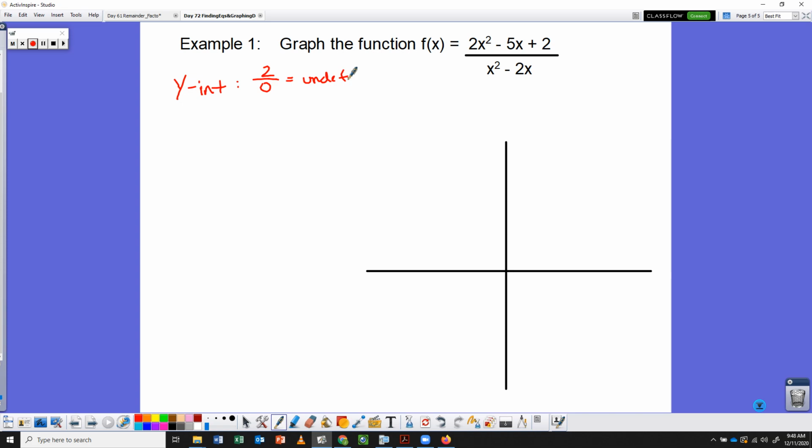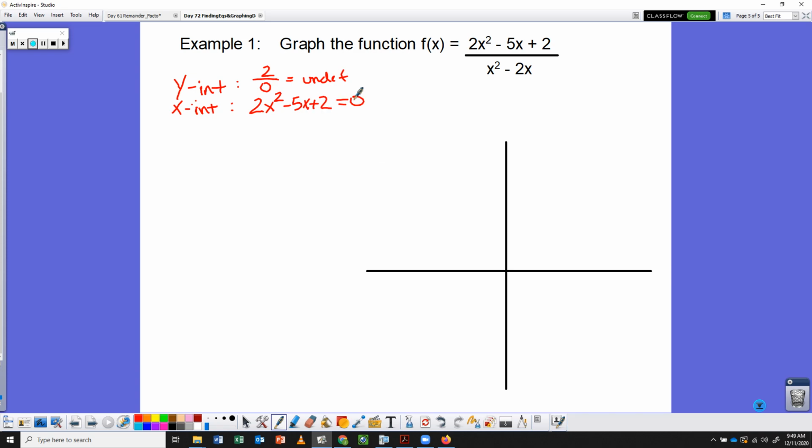And for a second, you might wonder, how can that happen? But what that probably means is that the y-axis happens to be a vertical asymptote in this problem. And we'll see. All right, x-intercepts. X-intercepts are found by setting your numerator equal to 0. So you're going to want to take that 2x squared minus 5x plus 2 and set that equal to 0.